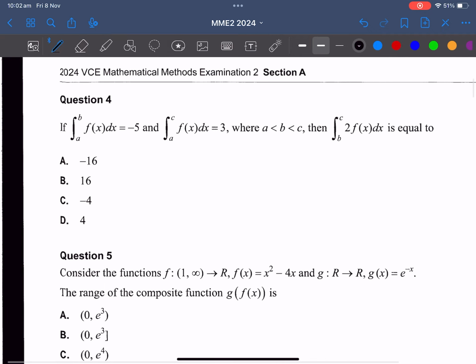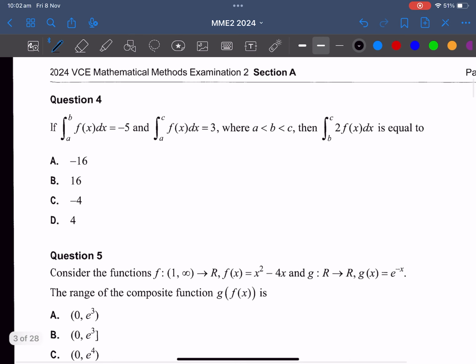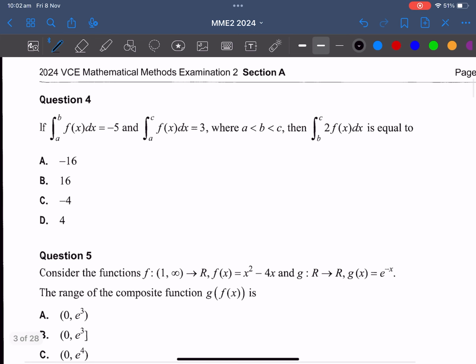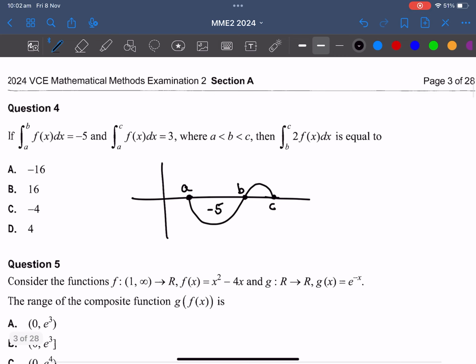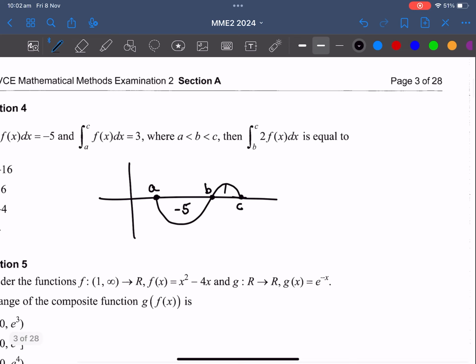Move on. So question number 4. Okay, so we have our integral a to b is this, a to c is this, then find this. Okay, cool. Let me just quickly plot a rough graph to maybe use to visualize. So maybe this will do. So this is a to b and this is c. So a to b is -5 and a to c is 3. So the whole area is going to be 3. So if we can find this area over here, we can find what 2 times of that is basically.